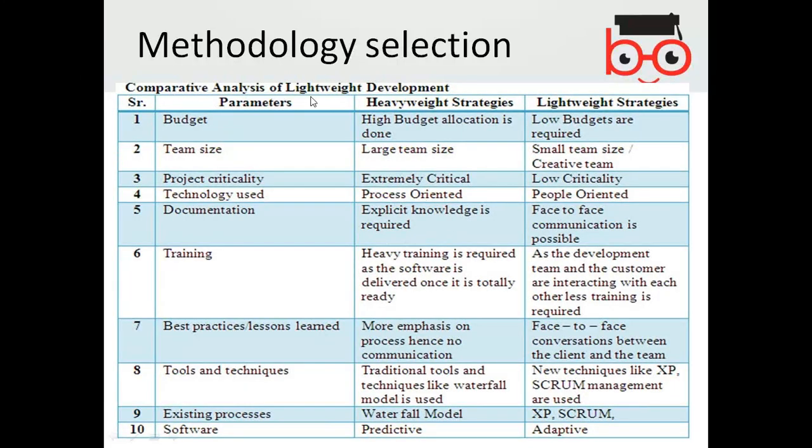Comparative analysis of heavyweight and lightweight development. If we look at the budget, in the heavyweight strategies, a high budget allocation is done. In the lightweight strategies, low budgets are required. How? When you are dealing with the heavyweight strategies, it means you need to go through step by step. Like in the waterfall model, you need to spend the complete resources on the requirement specification. Then you need to move forward to the design, and then you need to move to the implementation.